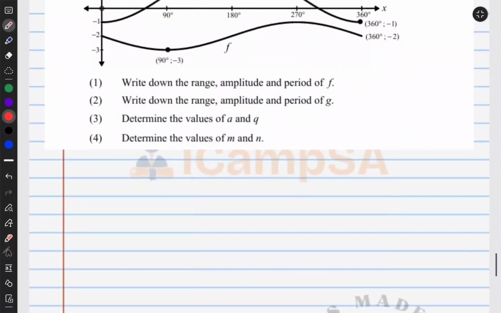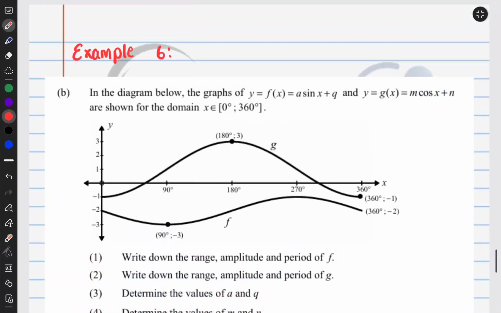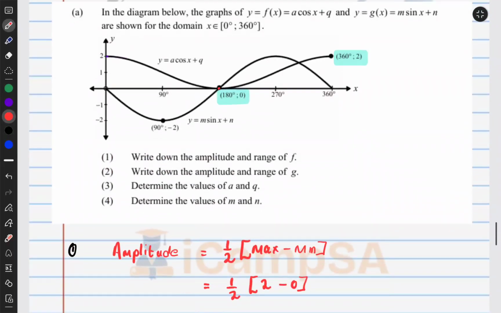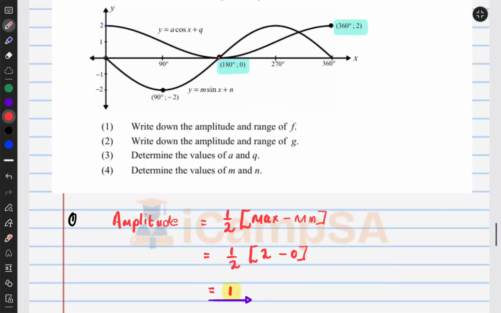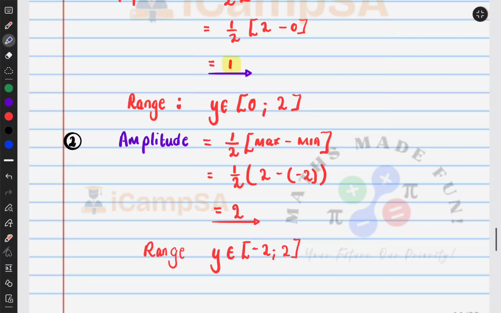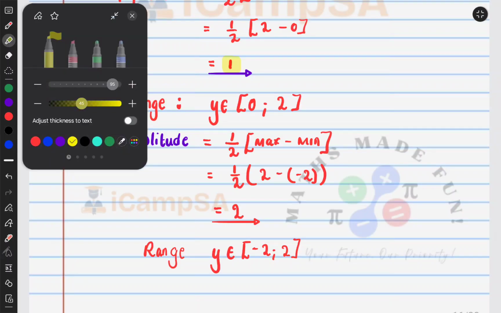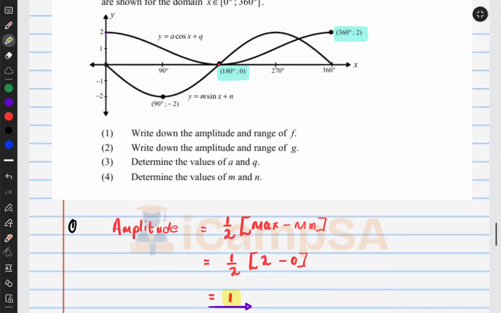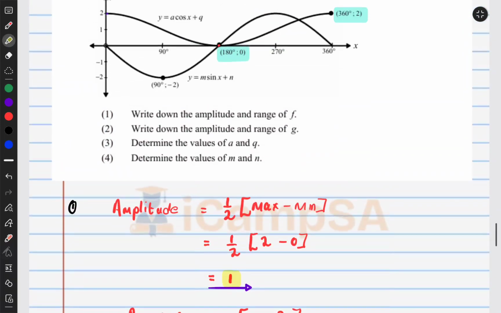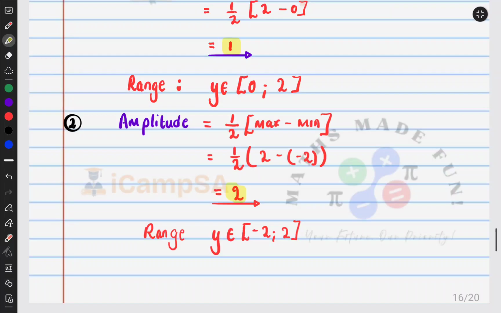Okay, now let's go ahead and determine the values of m and n. We can use the amplitude. We already know that the amplitude, which is the value of m here, is 2. But the function starts by going to the negative side. It has been reflected about the x-axis, so we have to go with -2.